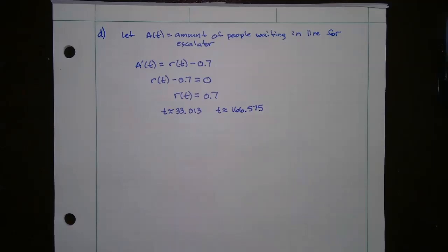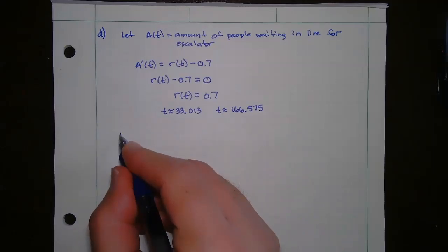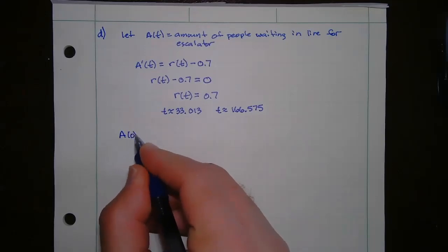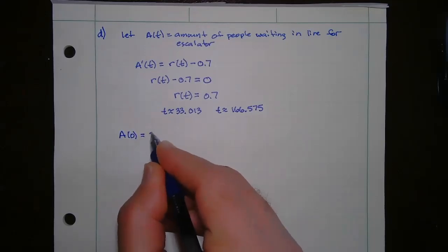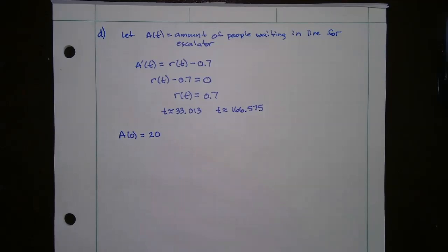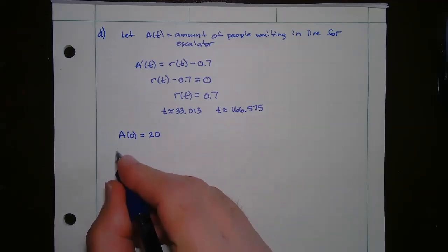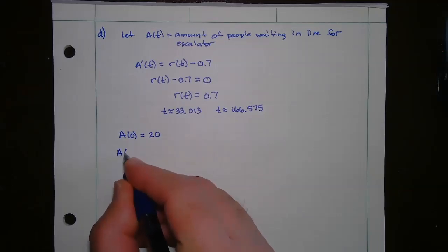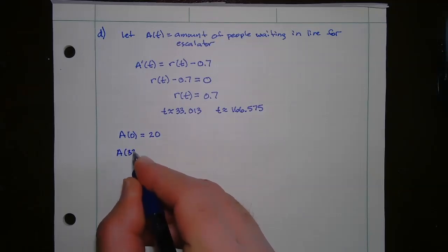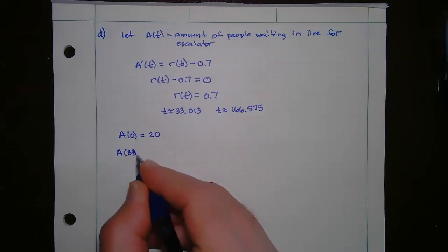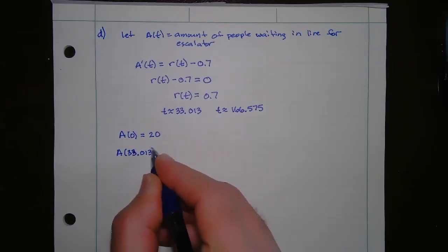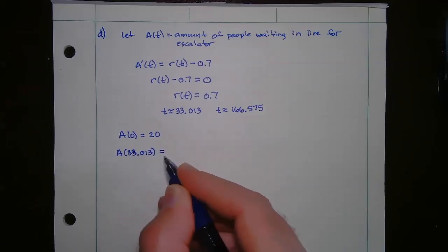Now how do we get the amount of people waiting in the line? Where is it a minimum, right? So what was it for A of 0? A of 0, we automatically know that was 20 people because that was the amount of people waiting in line at time 0. Then we want to find A of 33.013, and we want to find what that is.